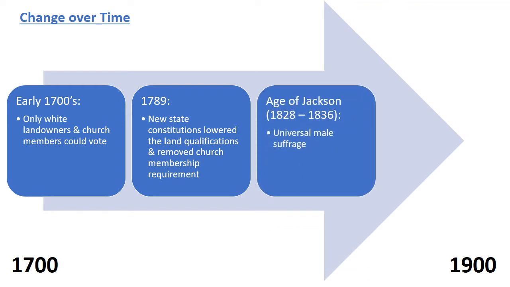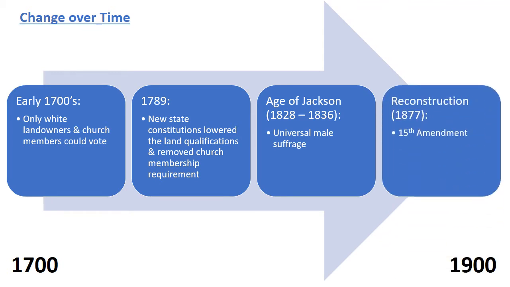The next major change happens in the age of Jackson, with universal male suffrage, where in many states, land qualifications were completely eliminated. The final one is the 15th Amendment that happens towards the end of Reconstruction. This is where African American men are granted the right to vote. Here you see there are at least 3 major changes in voter qualifications in this 200-year period.